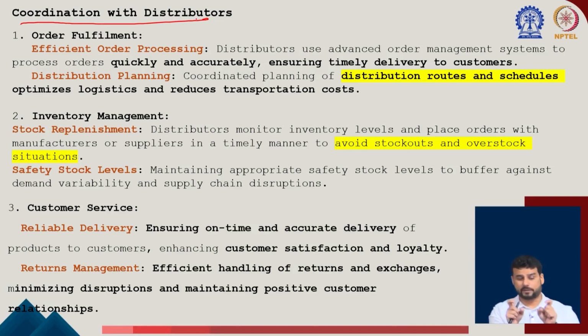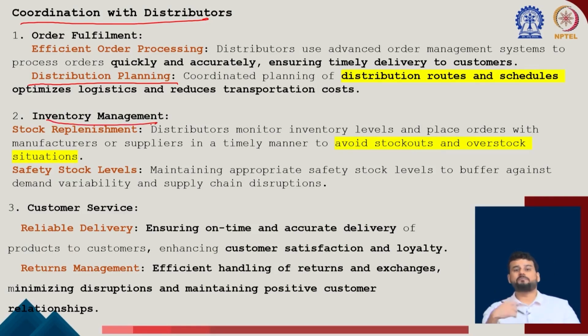Then you need to collaborate with your manufacturer, that these many units are demanded, these are the features demanded, this is the customer service level demanded. You need to replenish the inventory as you are distributing the product. Distribution planning will happen. For distribution routes, you need to plan optimal routes and then schedule, optimize the logistics and reduce the transportation cost. If you can optimize that transportation matrix, obviously you can reduce the overall cost.